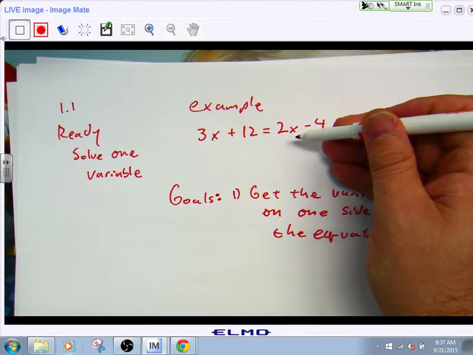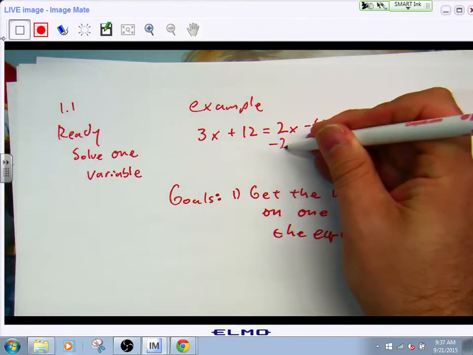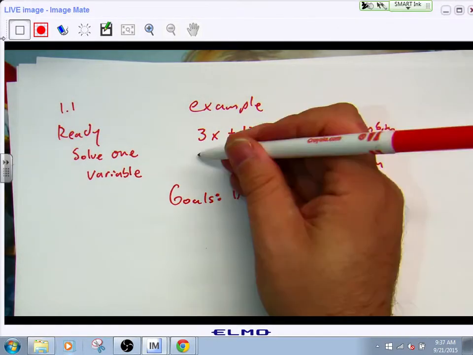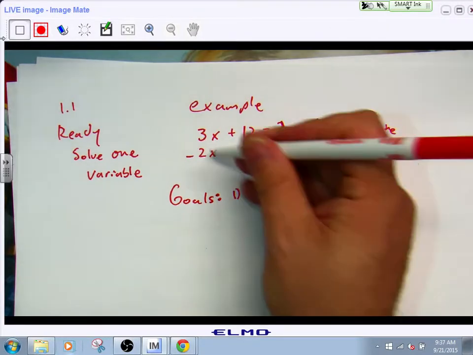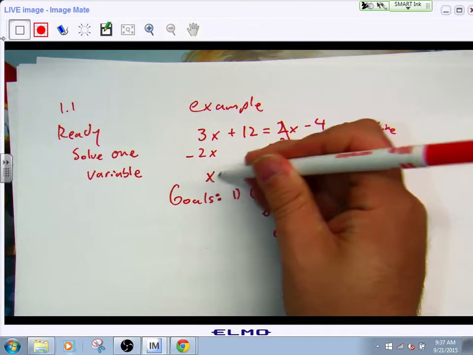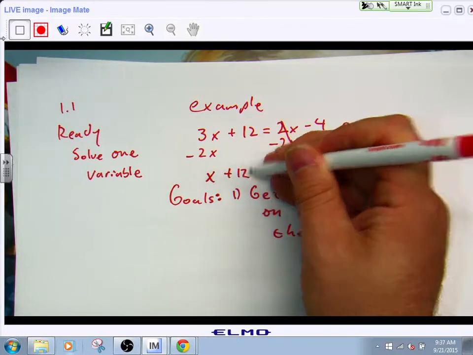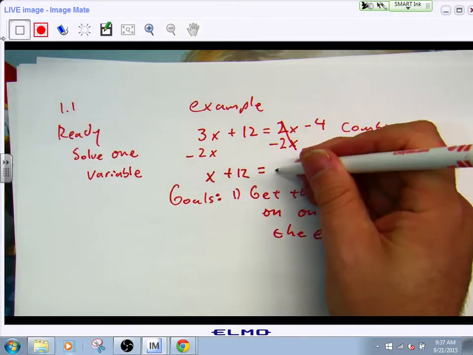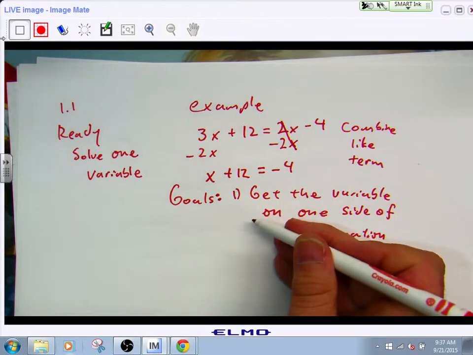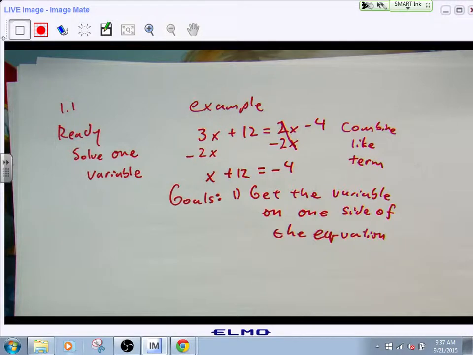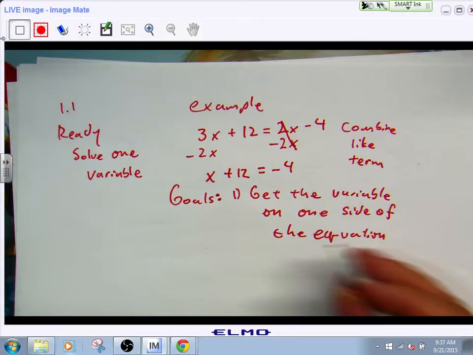How am I going to get rid of 2x? I'm going to subtract it. I'm going to subtract 2x on both sides. That'll cause that to cancel. 3 minus 2 is 1, and then I just copy everything else down. That 12 is still there, and this negative 4 is still there. Okay? So I've completed goal 1. I have gotten my x on one side of the equation. Now I just need to solve for x.